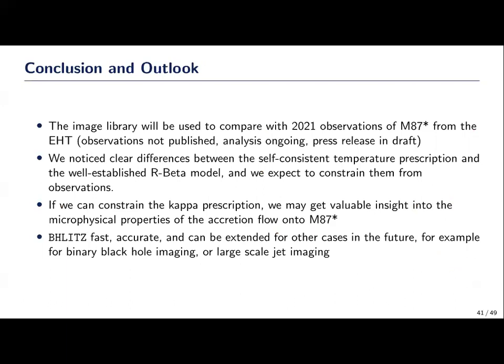Maybe I can talk a bit about the outlook: our code is fast and accurate, and I think this is nice. In terms of the constraints that we can hope for, I mentioned this a few seconds ago. With the light curve, we have a very nice outlook on constraining the new models.